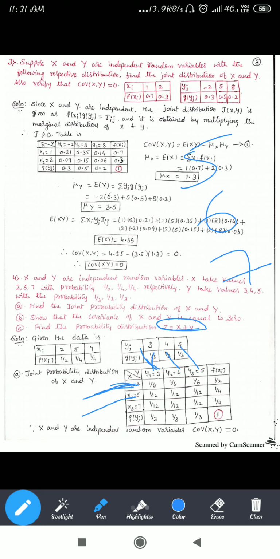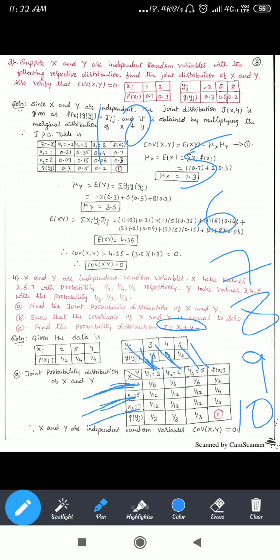Next, 5 and 3 is 8. Next, 5 and 4 means 9. Next, 5 and 5 means 10. Next, 7 and 3 means 10. So 10 is repeated twice. Once is enough to write in the probability distribution. Next, 7 and 4 means 11. Next, 7 and 5 means 12. So dear students, this is Z.